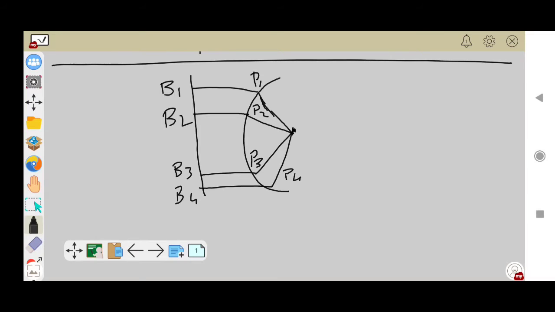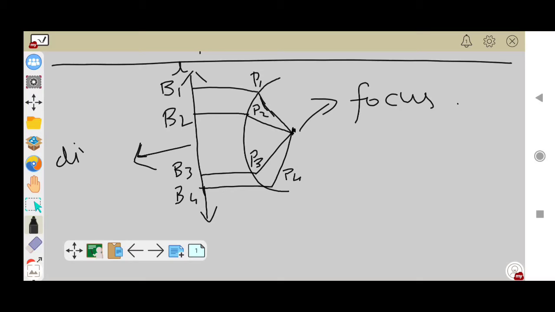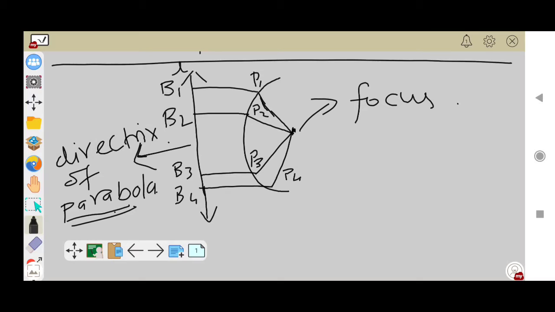So this fixed point will be called the focus of the parabola. This line L will be called the directrix of the parabola. I hope you understood this much.